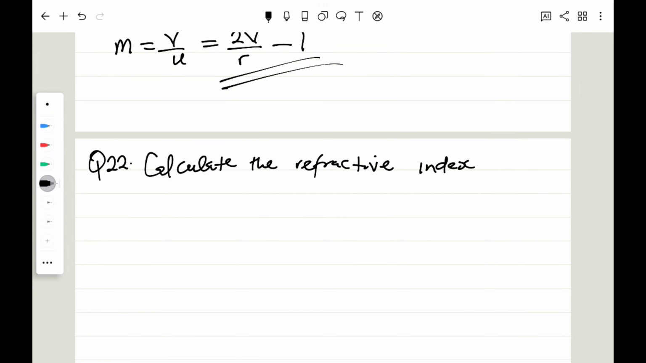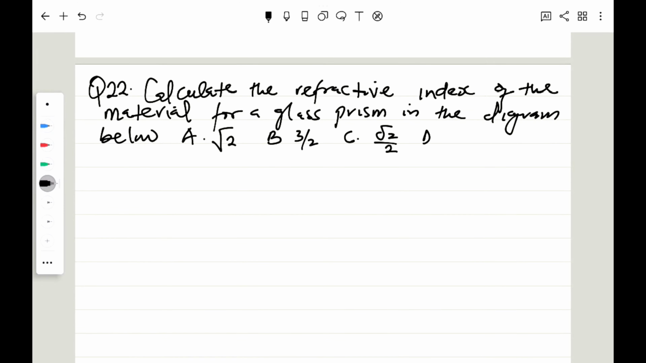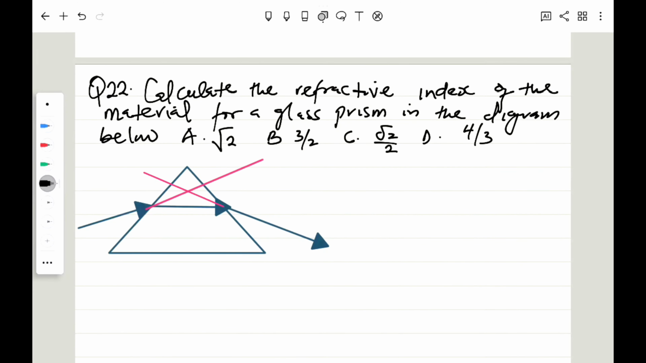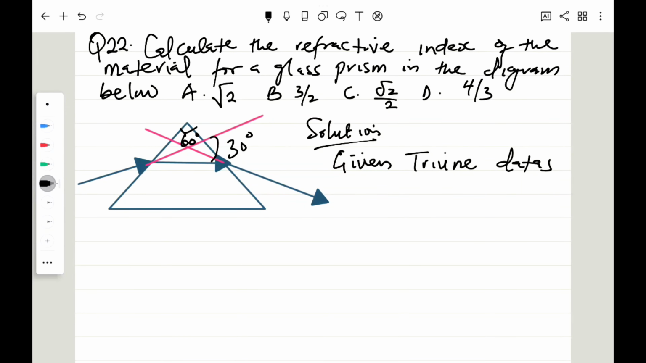Question 22. Calculate the refractive index of the material for a glass prism in the diagram below. Look at the options. So let's look at the diagram. This is a triangular prism. Is that clear? So look at the angle of prism is given to us from the diagram to be 60 degrees, the given data, 60 degrees.